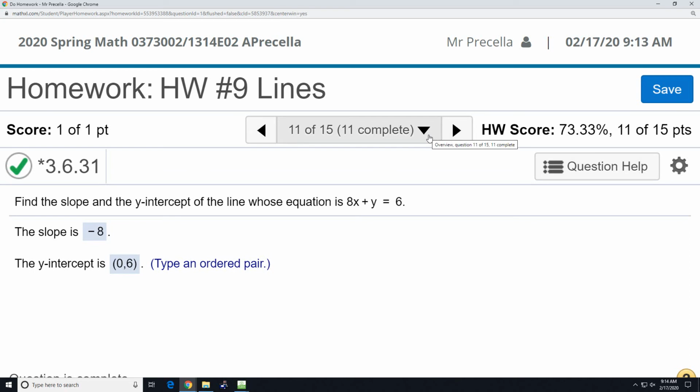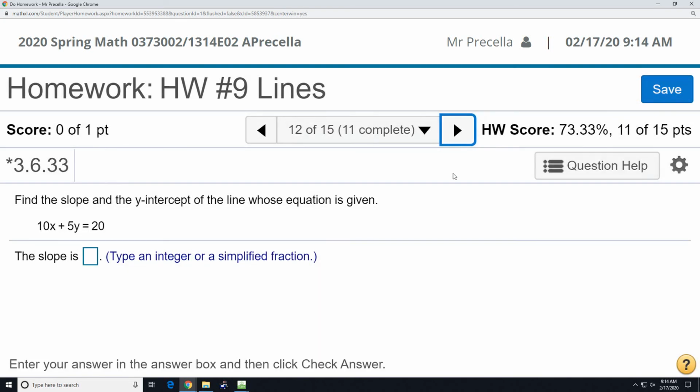Oh, I think number 12 is still another one like that. Okay. Now this one's going to take a little bit more work, isn't it? To get it in that form y equals. So let me write this one down. Number 12. 10x plus 5y equals 20. Oh wow, in 5 minutes we'll be ready for a break, but we're on problem 12 out of 15.